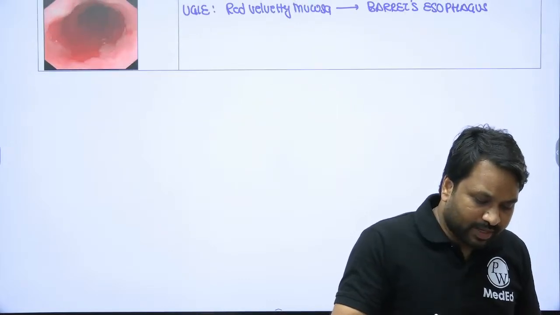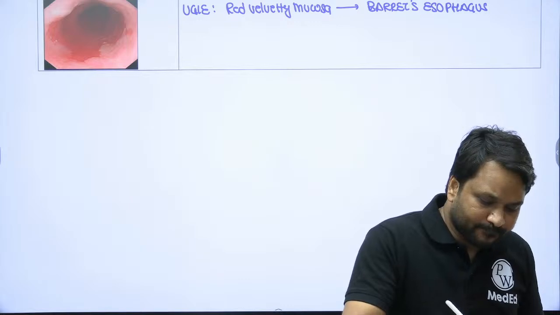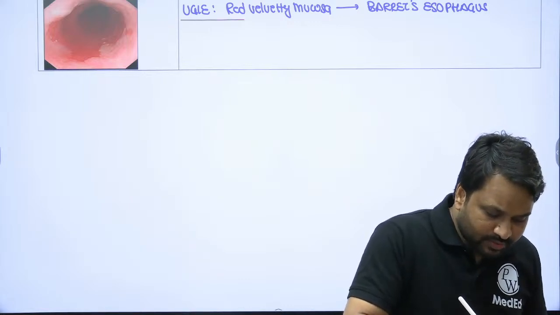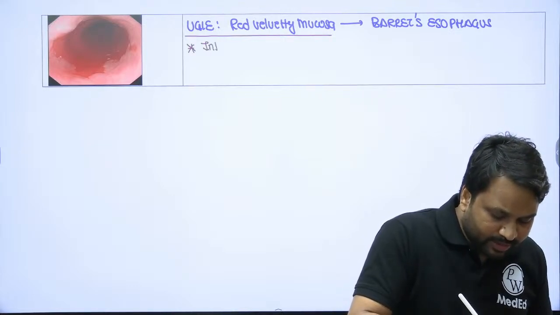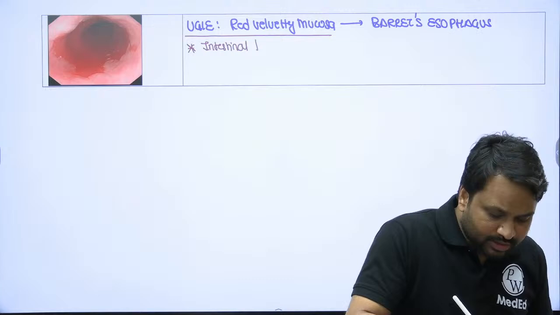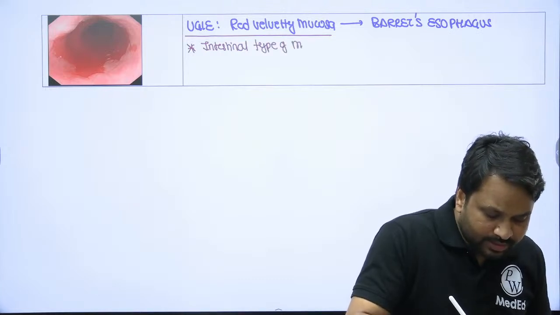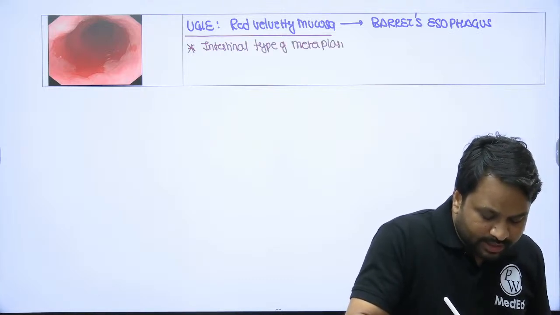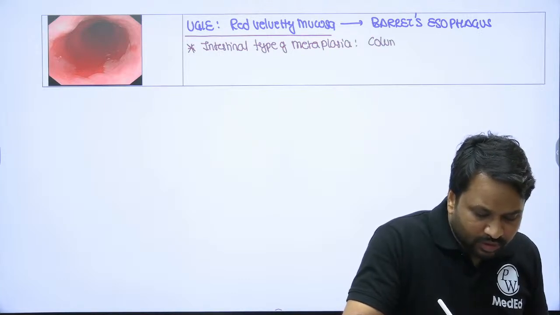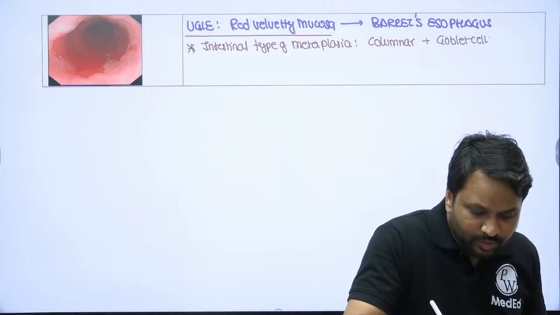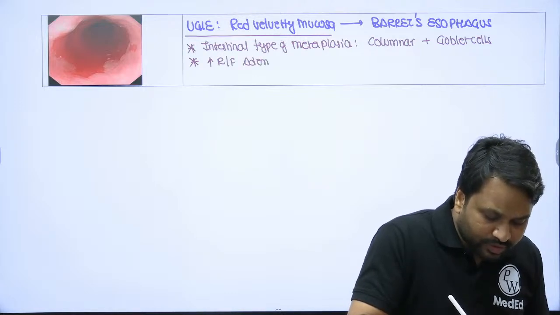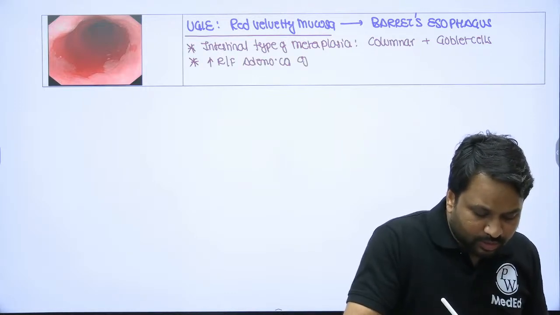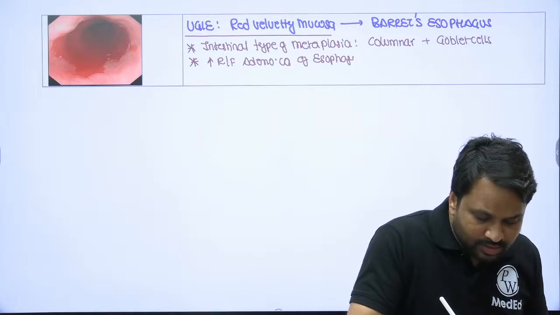Now, in terms of Barrett's esophagus, it is an intestinal type of metaplasia. We call it an intestinal type of metaplasia because it will have columnar epithelium with the presence of goblet cells which produce mucin. Barrett's esophagus increases the risk for adenocarcinoma of the esophagus, right?